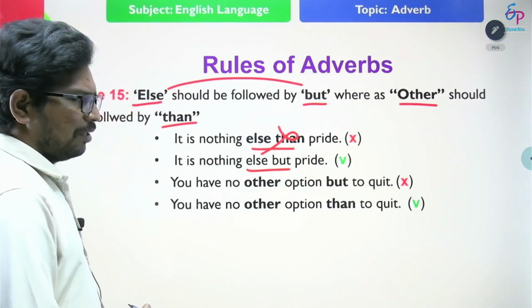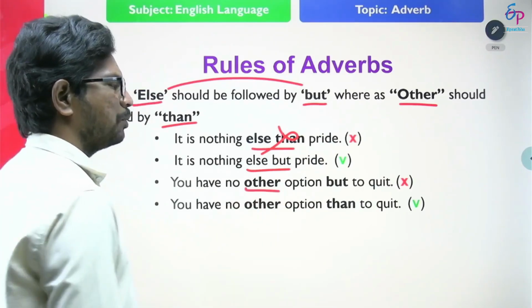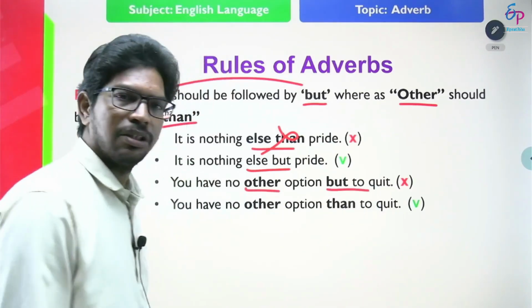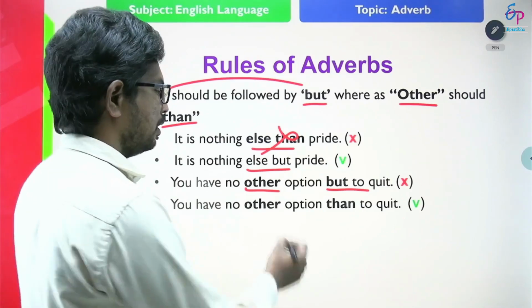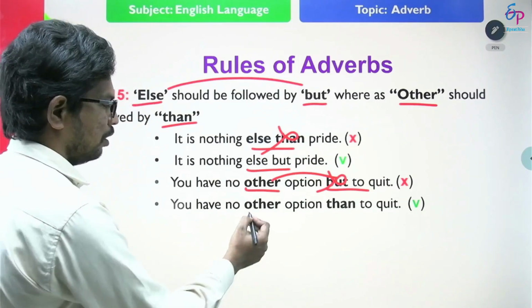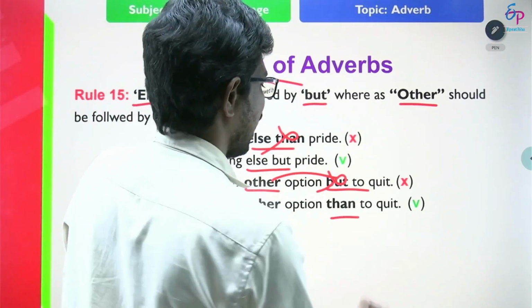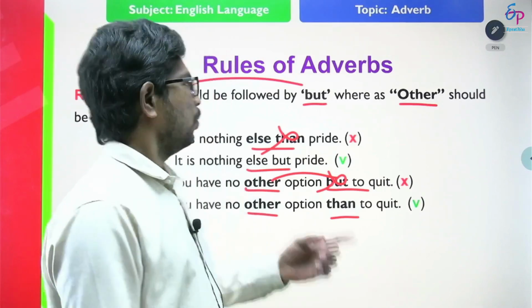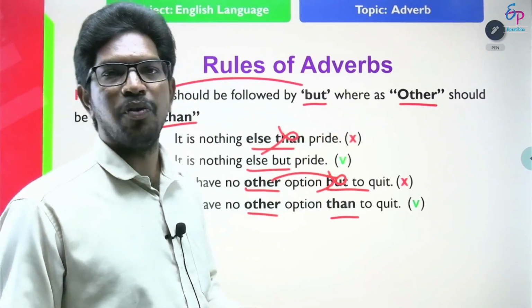Look at another example and find the error. "You have no other option but to quit." Other is always followed by "than," not by "but." What is the correct one? "You have no other option than to quit." So else should be followed by "but," and other should be followed by "than."